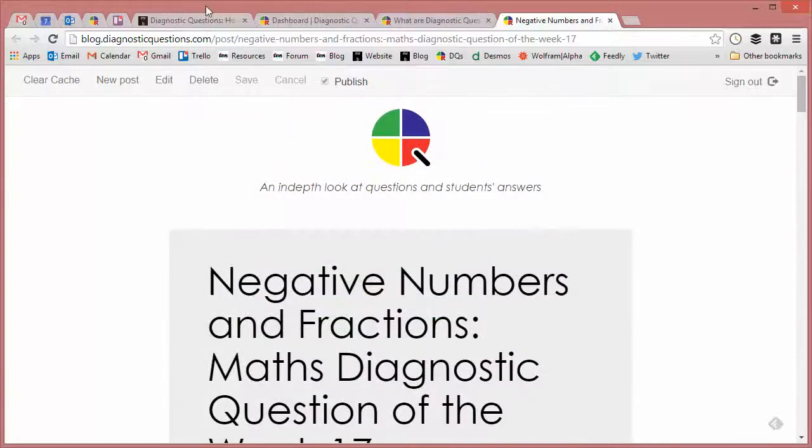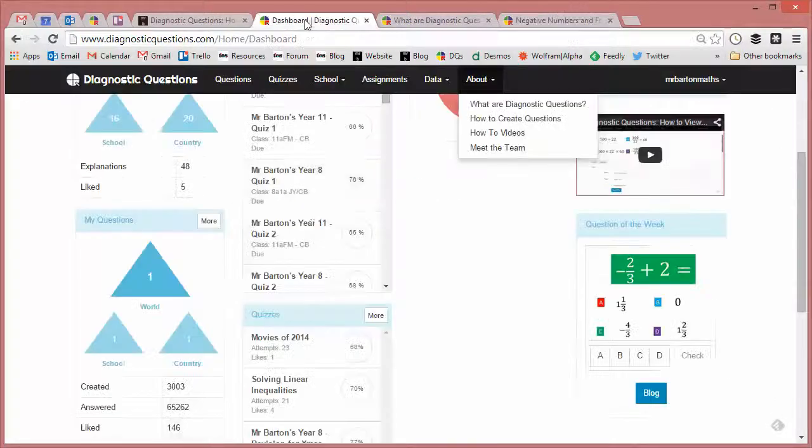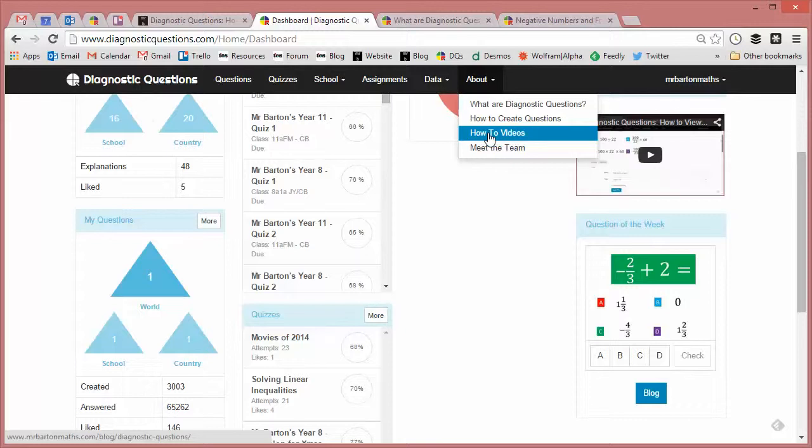So there's an overview of the pedagogy behind diagnostic questions. And if that's hooked you in and you want to start using them, as I hope it has, if you just go to the About section and you go to the how-to videos, you'll find guides on how to use all the features that are available on the website.